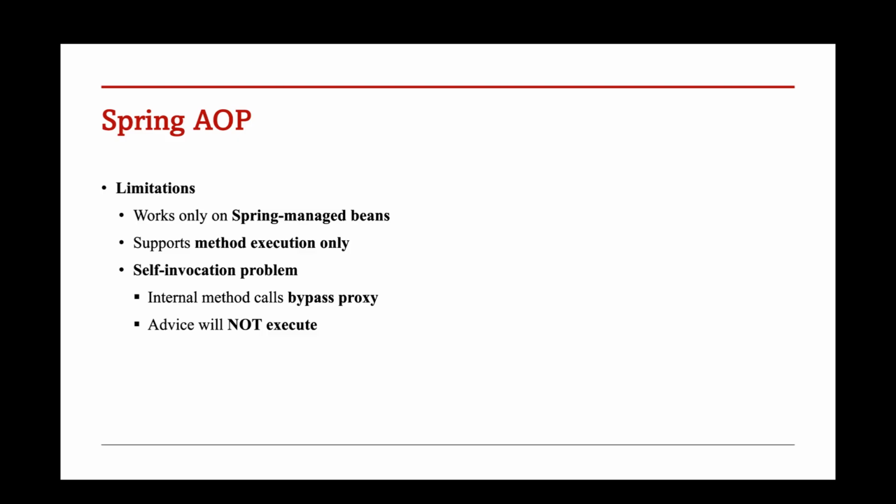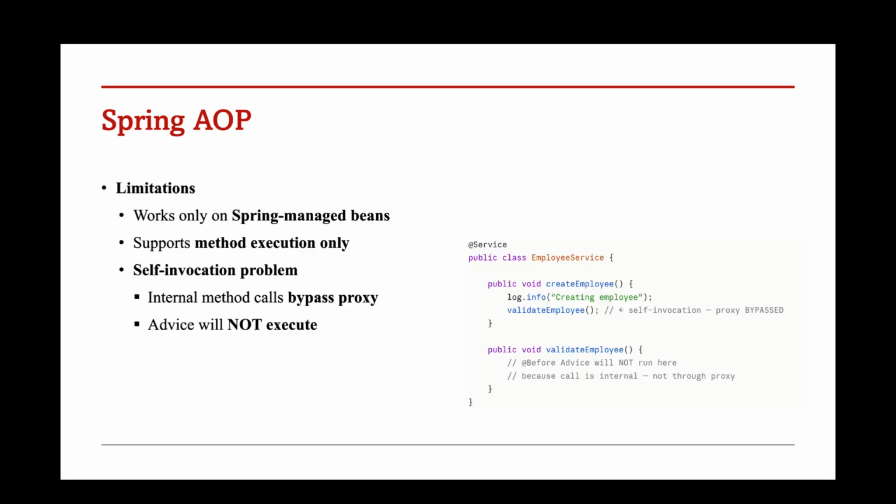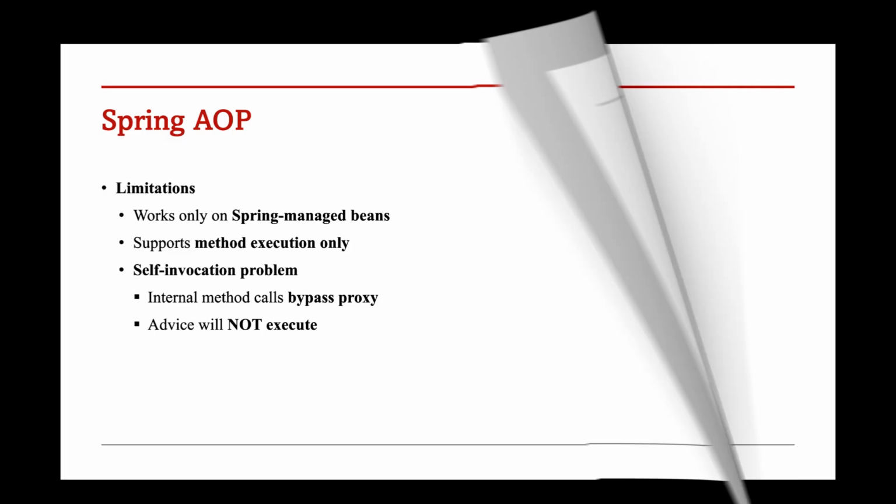Spring AOP has one key limitation you must know about. Spring AOP only intercepts Spring managed beans. And it only works at the method level. And there is one specific problem called the self-invocation problem. If method A calls method B inside the same class, the proxy is completely bypassed. Because the call goes directly to the real object, not through the proxy. So your advice will not run for method B in this case. This is a very common mistake. And it catches a lot of developers off guard.